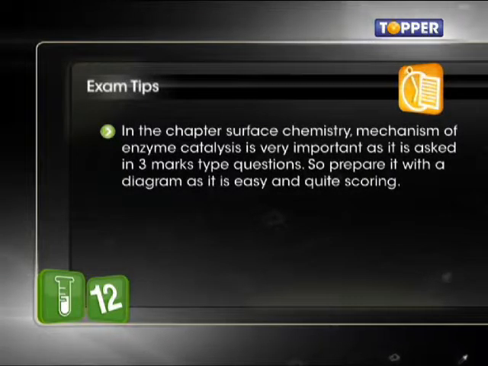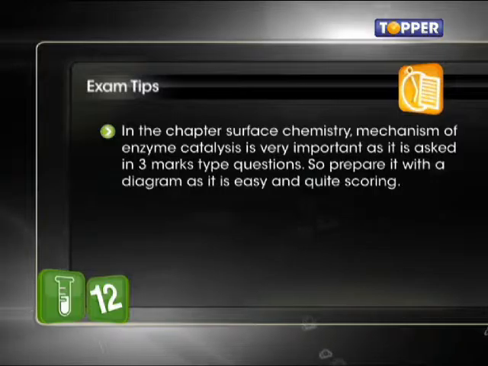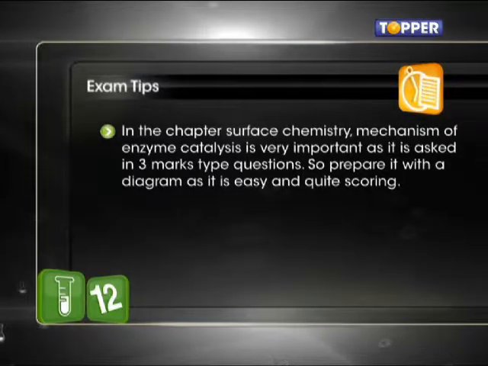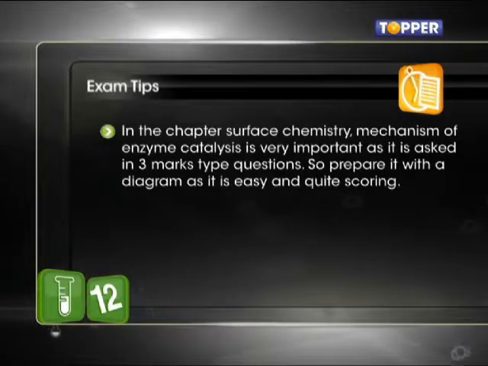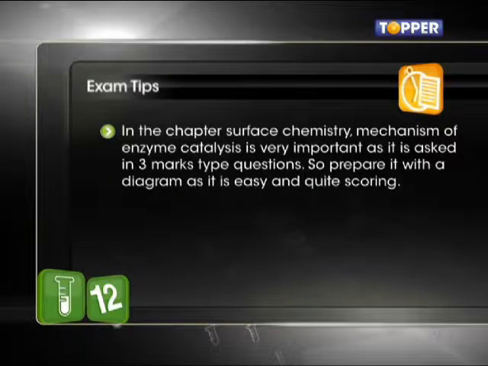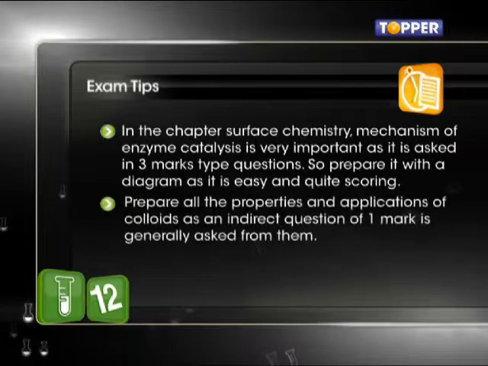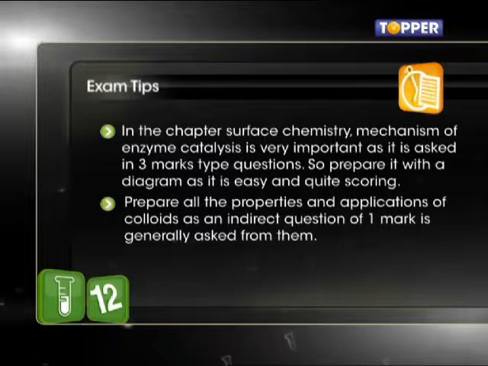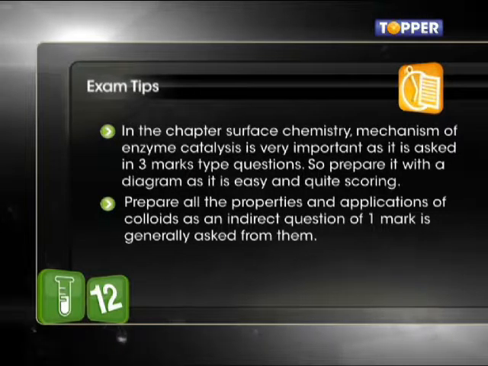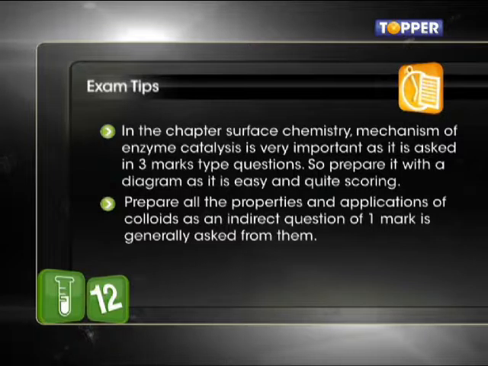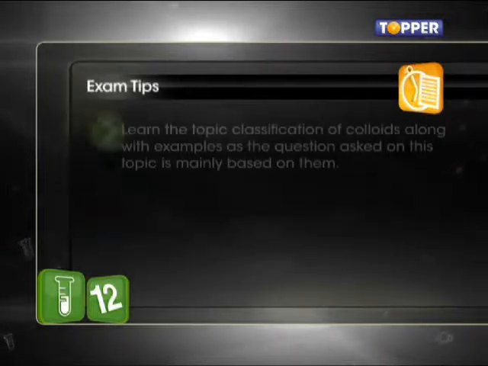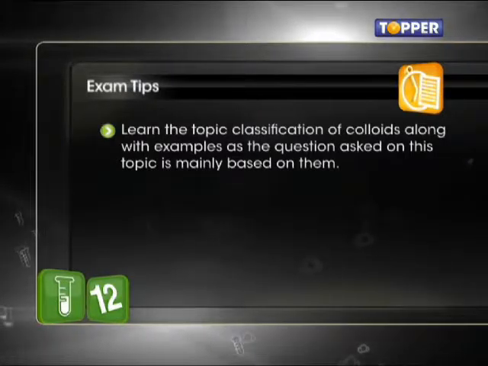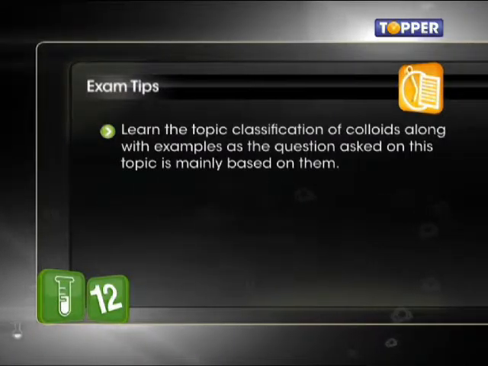In the chapter Surface Chemistry, the mechanism of enzyme catalysis is very important as it is asked in 3 marks type questions. So prepare it with a diagram as it is easy and quite scoring. Make sure you know all the properties and applications of colloids, as an indirect question of 1 mark is generally asked from them. Learn the topic Classification of colloids along with examples, as a question asked on this topic is mainly based on them.